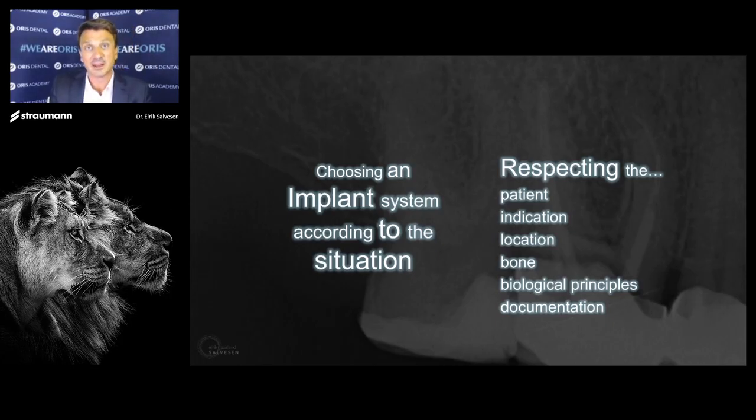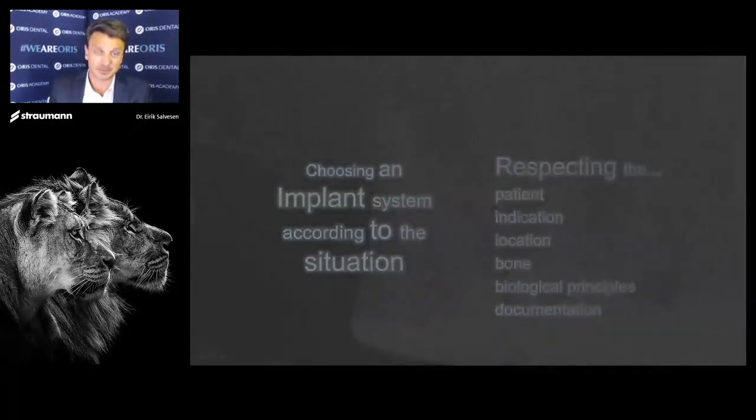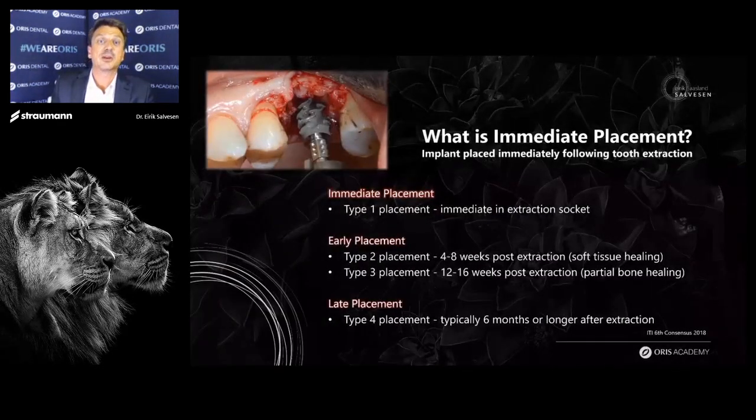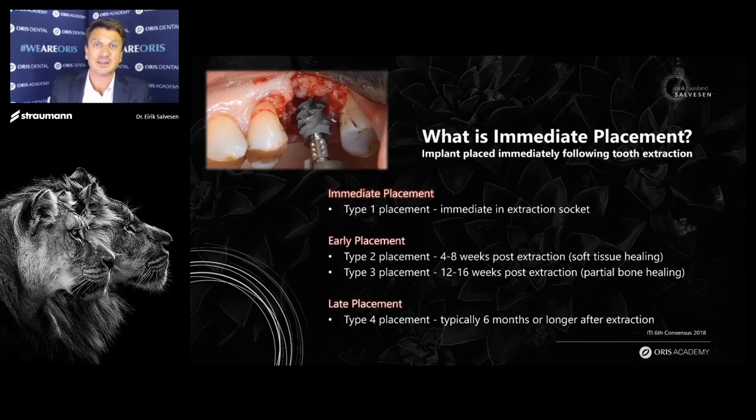So if we look at that case, what can we choose? What kind of immediacy can we choose? Well, we could choose immediate implant placement. That is when we place an implant immediately into an extraction socket. That is what we call a type 1 placement. The type 2 and the type 3 placement is early placement.